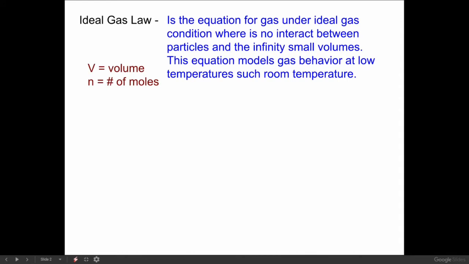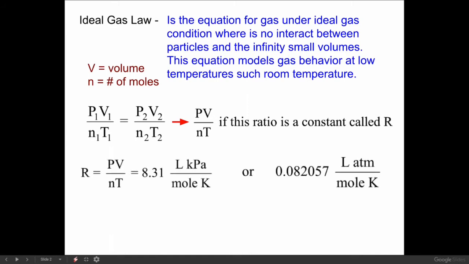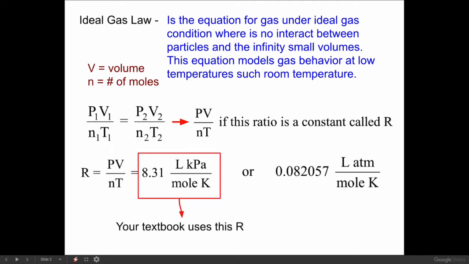So in this equation, you're going to see V is equal to volume, but n, that's the number of moles. So in this equation, you take the combined gas laws, and now you account for the number of particles, not changing per se, right? What's interesting is they're both equal to each other, so that means they're equal to a constant, which is called R. This constant for high school will tend to be 8.31 liters kilopascals per mole Kelvin.